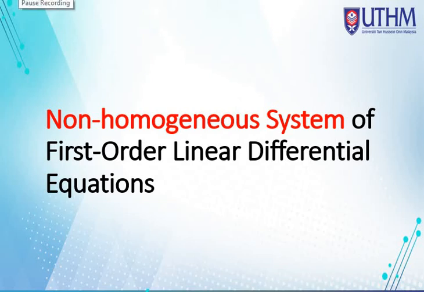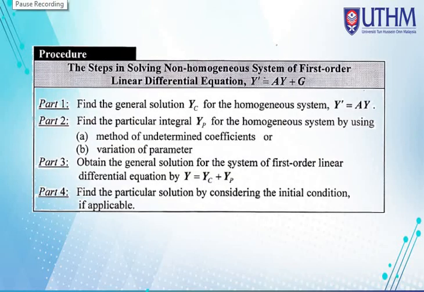So in general, we will divide the steps of solving the non-homogeneous system of first-order linear differential equations into four main parts. These are the steps in solving the non-homogeneous system of first-order LDE. The format is y prime equal to Ay plus g. Part 1 is to find the general solution yc for the homogeneous system. Then the second step is to find the particular integral yp for the non-homogeneous system by using the method of undetermined coefficient. Then the third step is to obtain the general solution for the system of first-order linear differential equations by y equal to yc plus yp.